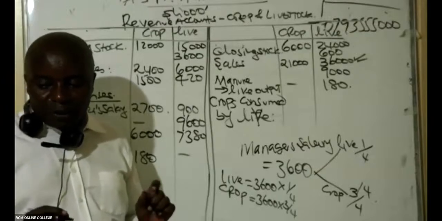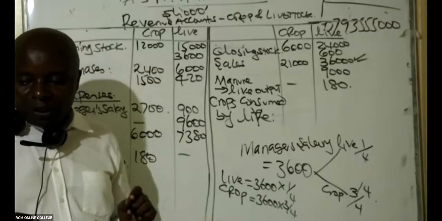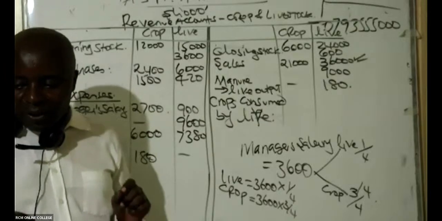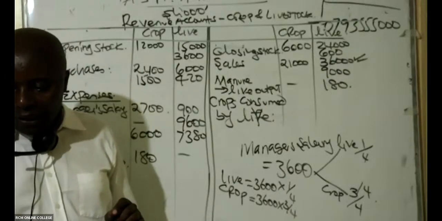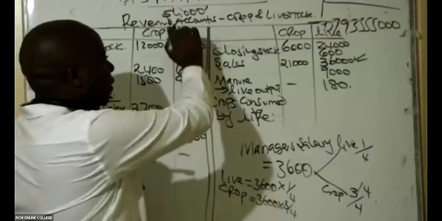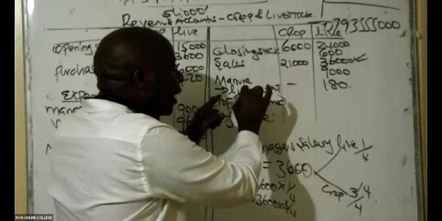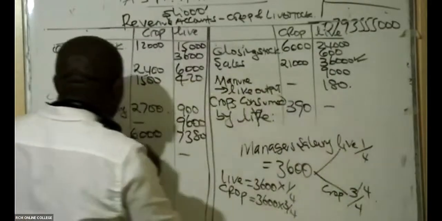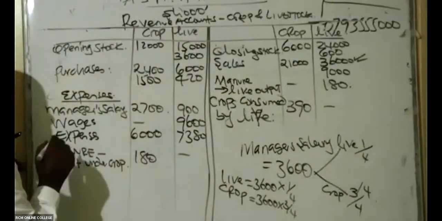How much were they worth? Please talk to me. Is it 390? 390, everyone? And we're going to cut the three zeros because these are in shillings thousands. So remember, this is an output of the crop section. But now when we come here, it becomes an input.